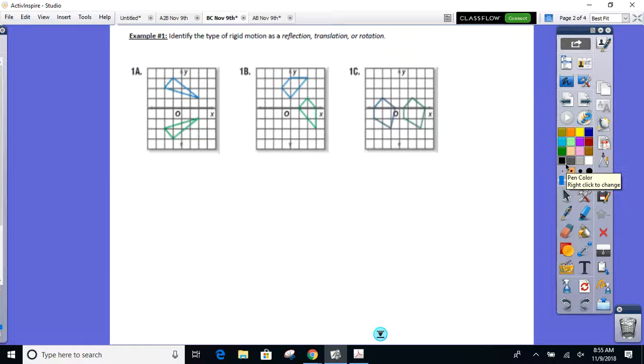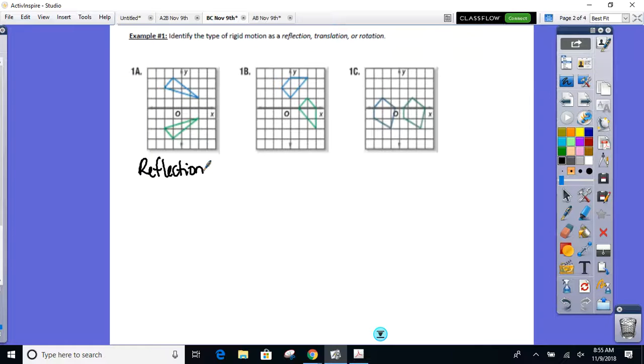All right, so real quickly, can we identify what type of translation is going on here? What type of transformation do I have going on from the blue to the green, or the green to the blue in my case? This first one here, how do I go from one figure to the other? Do I have to reflect it, slide it, or turn it? Reflect it, yep. And I'm not going to spend too much time on this because after the midterm, we do a whole unit on the reflections, translations, and rotations.